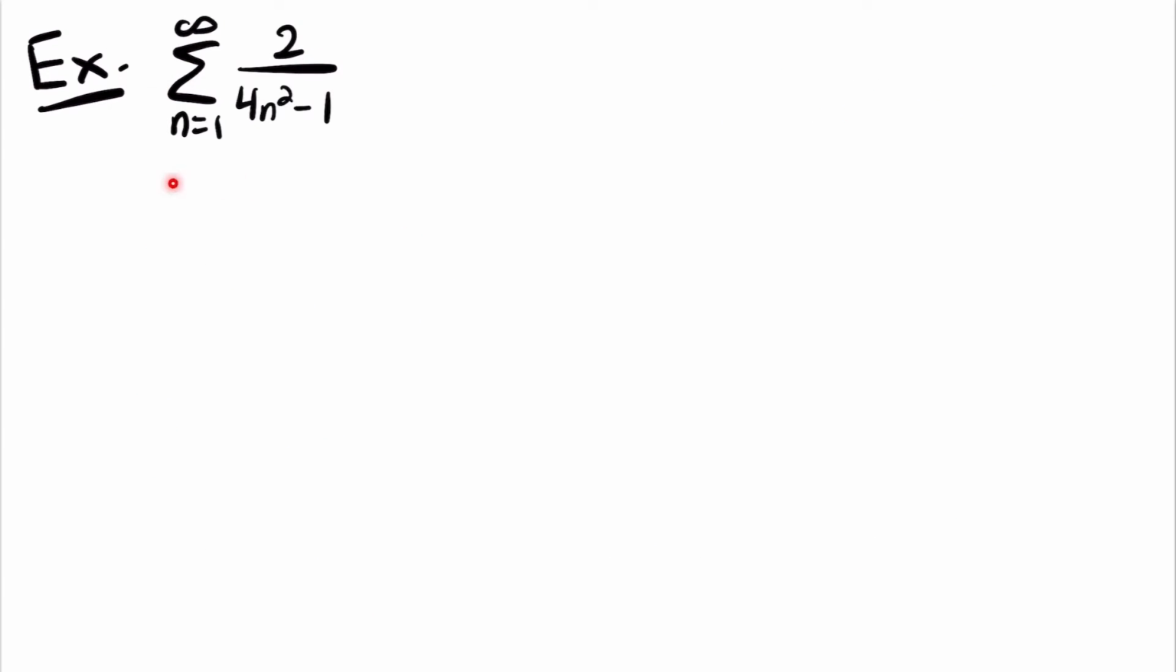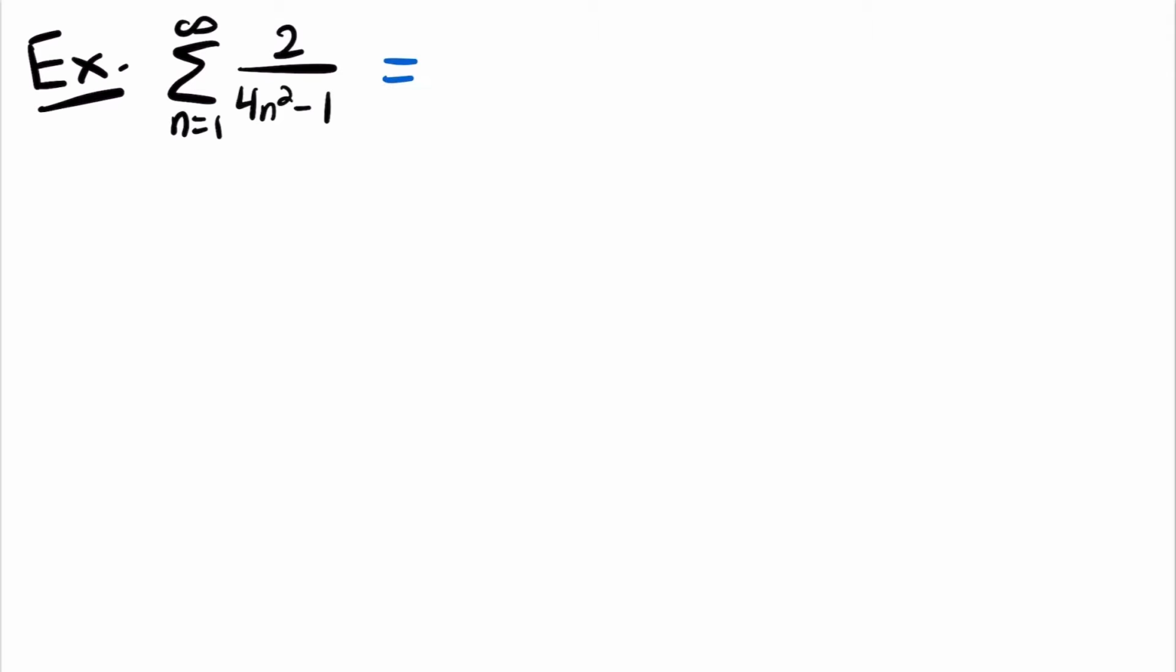Okay, so here's our next series. We have the sum from n equals 1 to infinity of 2 divided by 4 times n squared minus 1. Now at first this doesn't seem like it's going to be a telescoping series, but let's look at some of the terms of the series before we make any conclusions.